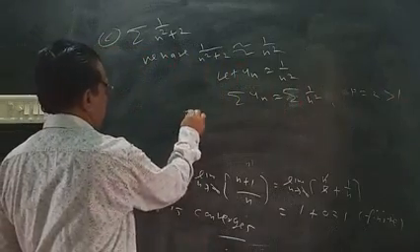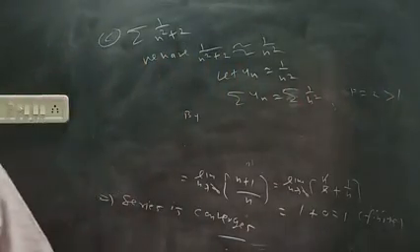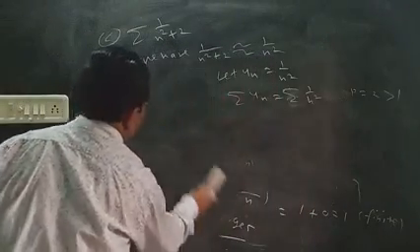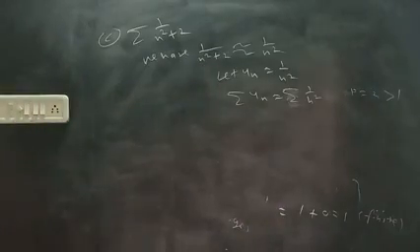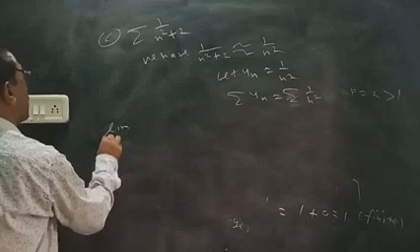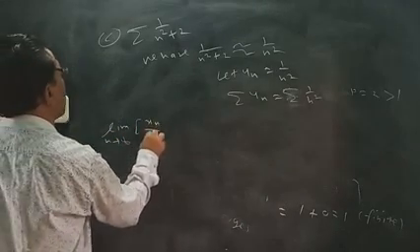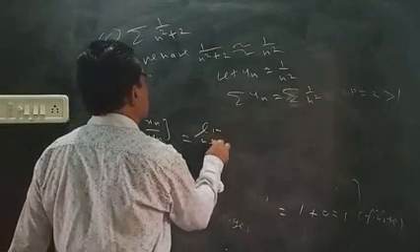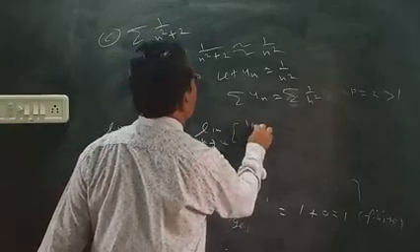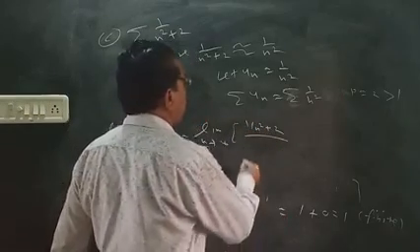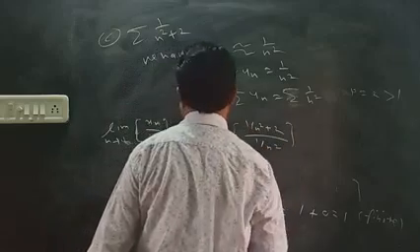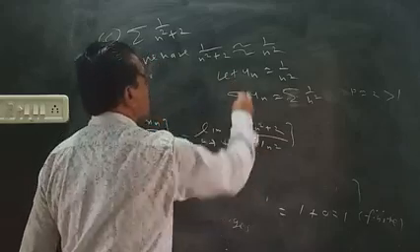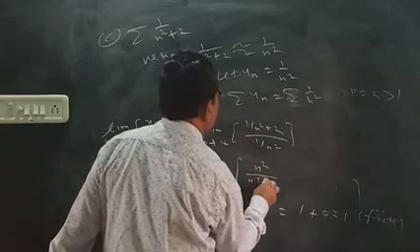Sorry, not this one. I want the ratio. This test is the limit comparison test. So limit n tends to infinity of Xn upon Yn. Xn original is 1 upon n square plus 2, and Yn is 1 upon n square. So this comes to numerator n square and denominator n square plus 2.